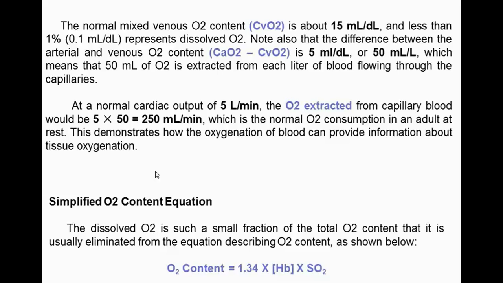For a simplified oxygen content equation, as we said, oxygen content equals the sum of both the oxygen bound to hemoglobin and the dissolved oxygen. As we discussed, the dissolved is very minimal, about 1.5%, and 98% is from the bound oxygen. So we can neglect the dissolved in the total calculation to get a simplified equation, and the oxygen content we can consider as 1.34 times hemoglobin times saturation, and what is 1.34?